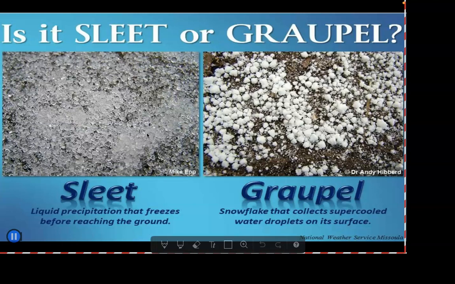Grapple, snowflakes that collect supercooled water droplets on its surface. So again, it's going through another layer of something that's happening up there in the sky, and you're getting this ice coating on the outside. But sleet is ice through and through. So grapple's like the snow that looks like salt.